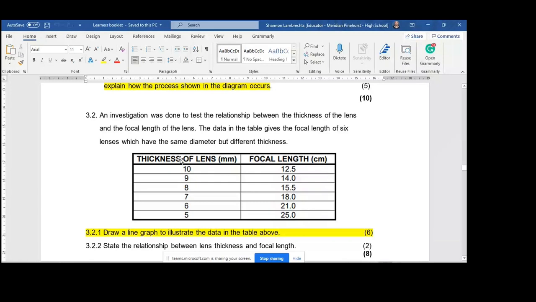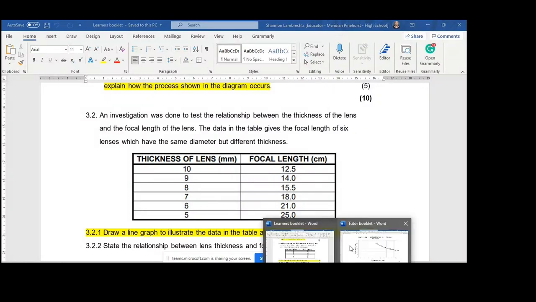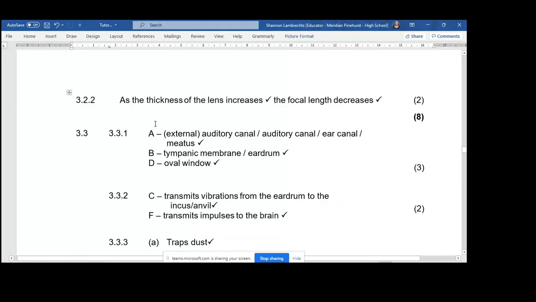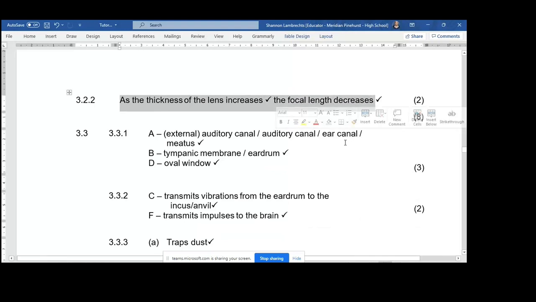as the thickness of the lens increases, the focal length will decrease. Or as the thickness of the lens decreases, the focal length will increase. Anything along those lines would be correct. And let me just put that up so you guys can see. There we go. As the thickness of the lens increases, the focal length decreases.